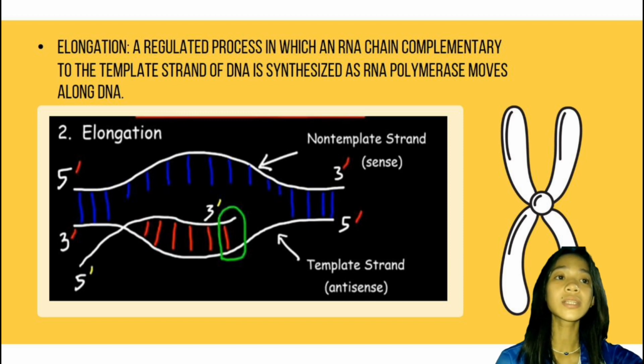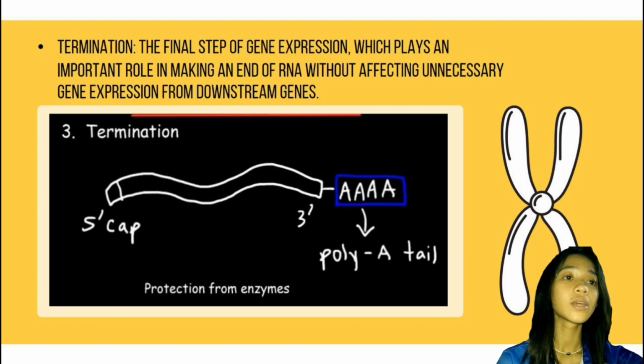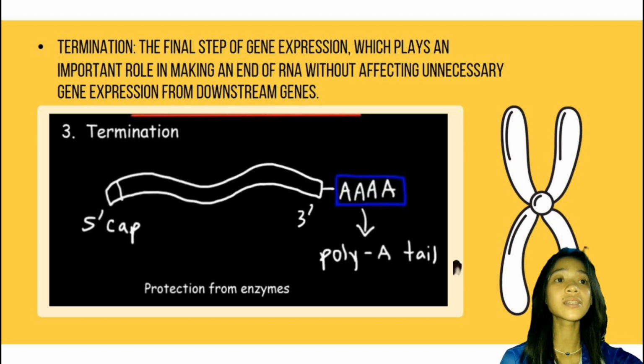So, lastly, termination. Termination, the final step of gene expression, plays an important role in making an end of RNA without affecting unnecessary gene expression from downstream genes. So, the last step of transcription is termination.